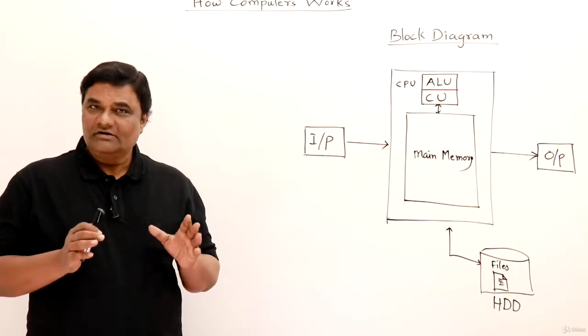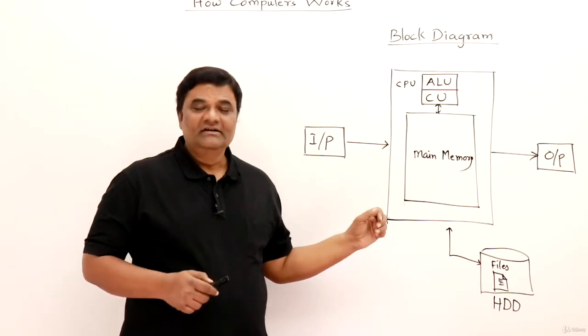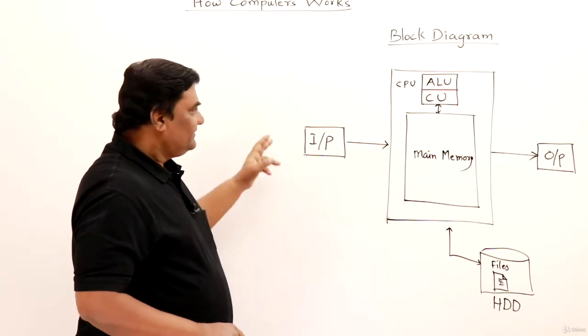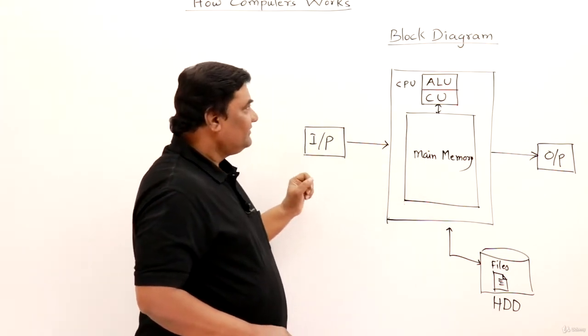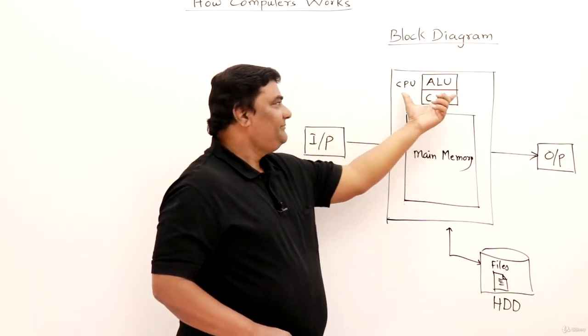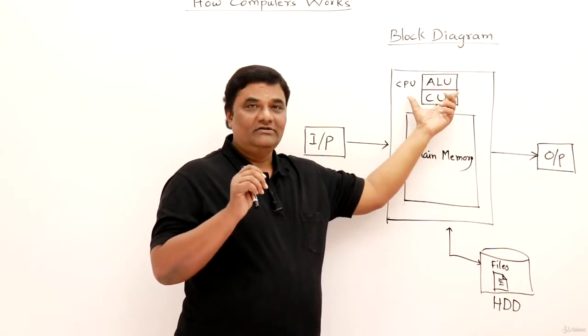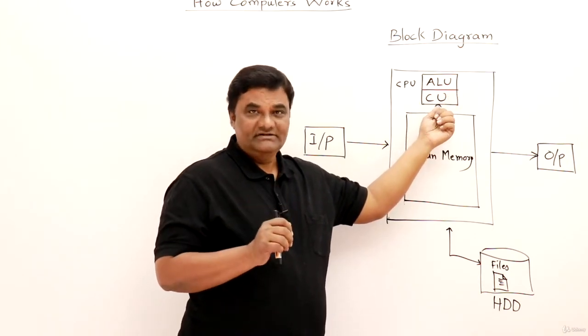To understand how computers work, first of all, let us look at a block diagram. This is a very basic thing. Let us study it. This is a block diagram of a computer. Let us see the components first of all. This is the CPU. It has two parts, the ALU, that is arithmetic and logical unit, and the control unit, CU.